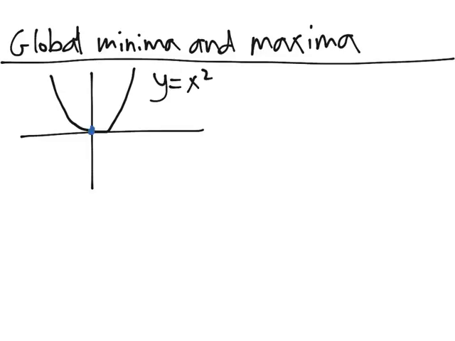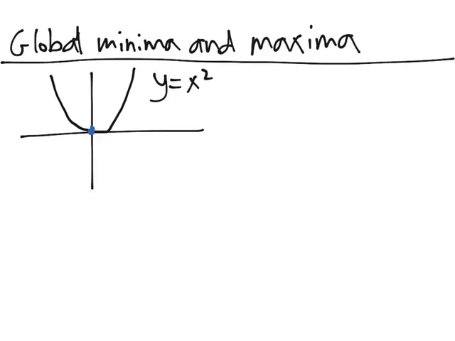In fact, any global minimum has to be a local minimum, and the same for maxima. However, this function does not have a global maximum. As we can see, it goes off to infinity in either direction. So in general, a function can possibly not have a global minimum or a global maximum, but if it does, then it has to be a local minimum or maximum as well.